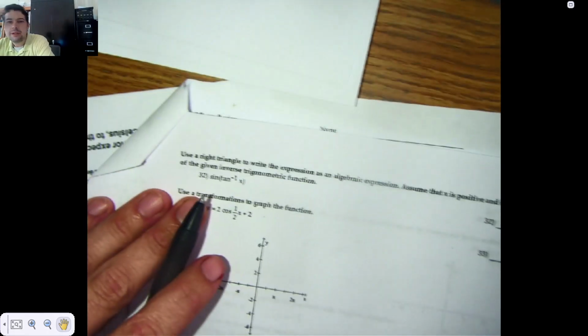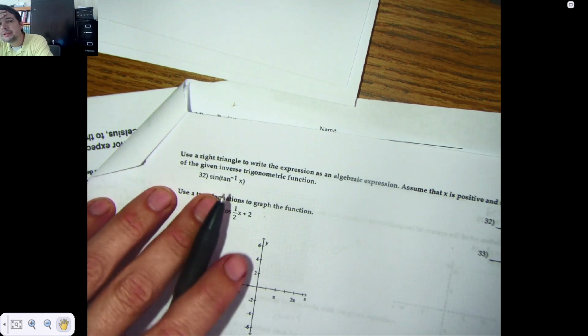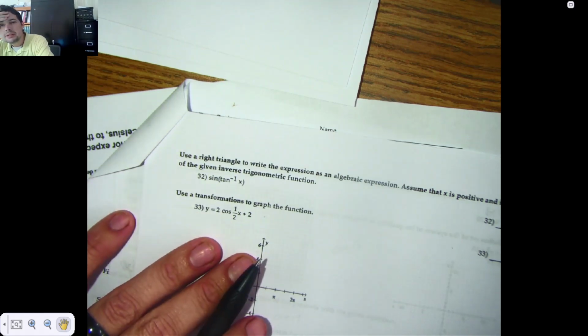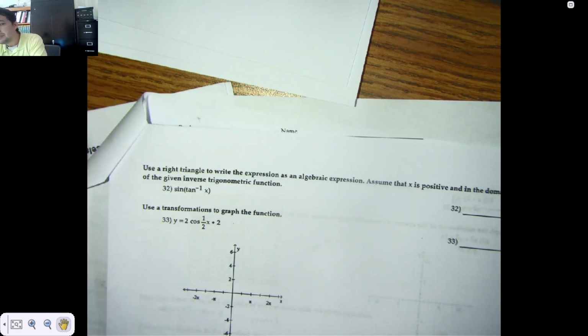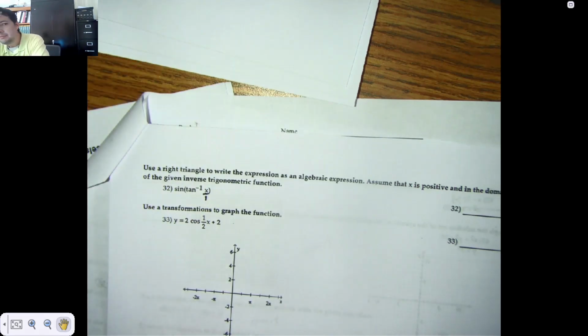32. Use a right triangle to write the expression as an algebraic expression. Assume that x is positive and in the domain of the given inverse trig function. These are always done in quadrant 1. View that as x over 1 so you can use opposite over adjacent.